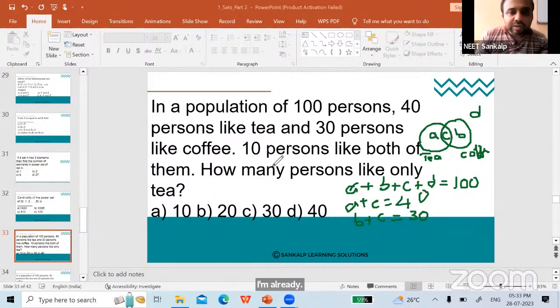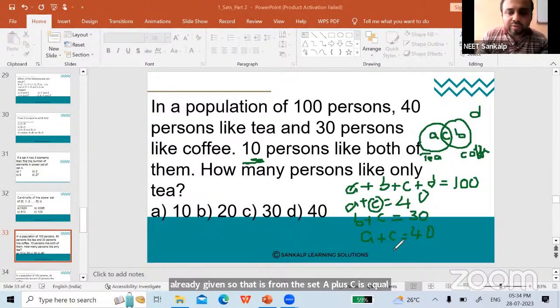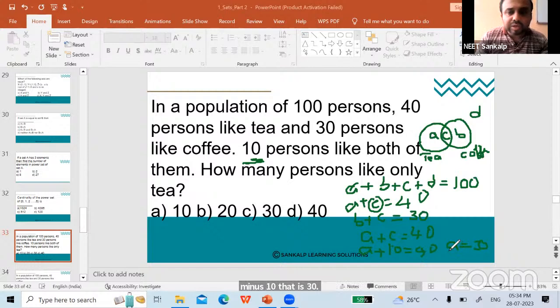Here it is given, a clue, that 10 persons like both of them. C means the C value is already given. So from the set, A plus C is equal to 40. We already know C is 10, because it is mentioned here. So A plus 10 is equal to 40. What is the value of A? It is 40 minus 10, that is 30. A is equal to 30.